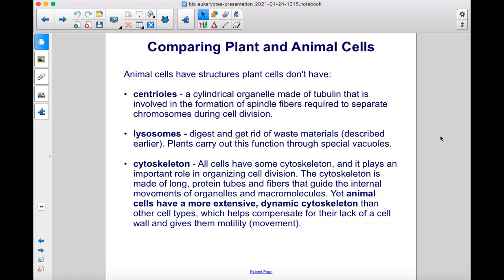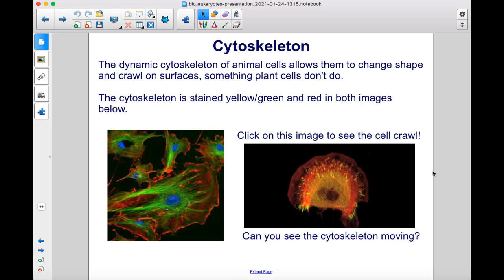And cytoskeleton. All cells have some cytoskeleton, and it plays an important role in organizing cell division. This cytoskeleton is made of long protein tubes and fibers that guide the internal movements of organelles and macromolecules. Yet animal cells have a more extensive dynamic cytoskeleton than other cell types, which helps compensate for their lack of a cell wall and gives them motility or movement. The dynamic cytoskeleton of animal cells allows them to change shape and crawl on surfaces, something plant cells don't do.